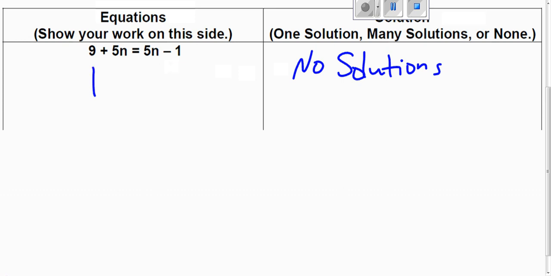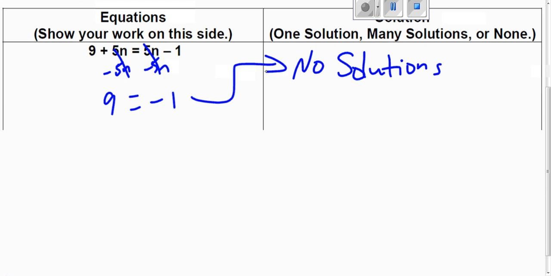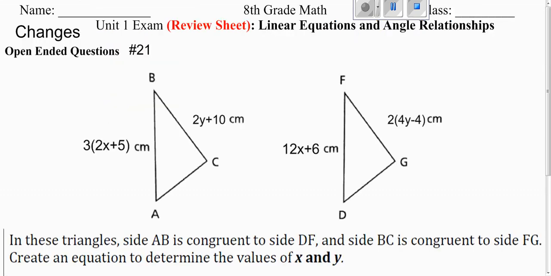But if I did want to solve this, then I need to do minus 5n from both sides. And I get 9 equals negative 1, which tells me that there are no solutions. There's going to be 4 more equations that look like that, that you have to solve. And if there's one solution, you need to solve for the solution. If there's none or infinitely many, you just have to show your work or how you knew.